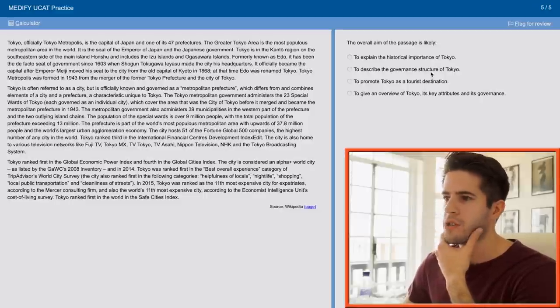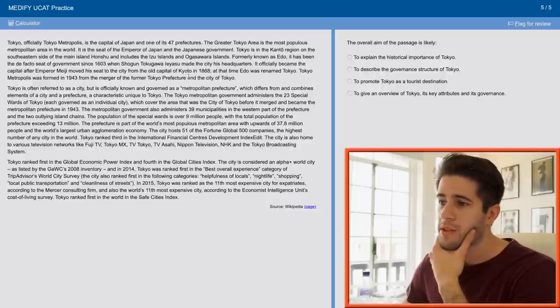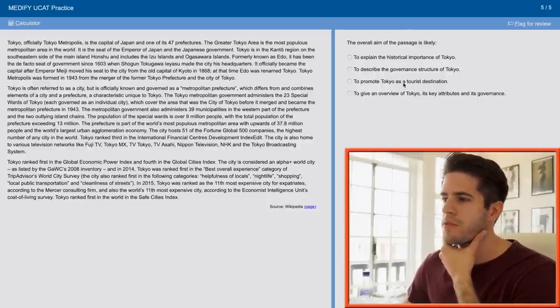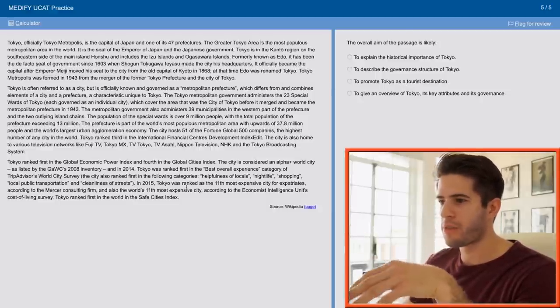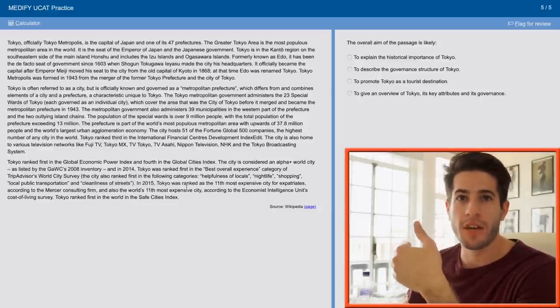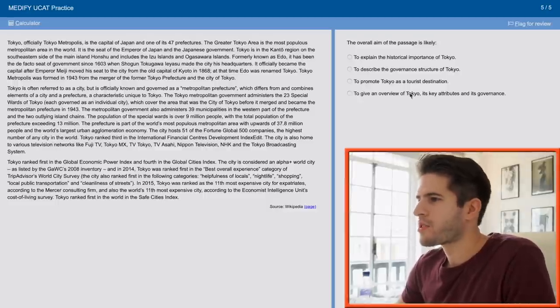To describe the governance structure of Tokyo, yes, in the first paragraph, and then maybe the second, and half of the second paragraph. To promote Tokyo as a tourist destination, towards the end of the third paragraph, or the third paragraph itself, I would say does serve that purpose. Is this in focus? Boy, you better be focused. So, promote Tokyo as a tourist destination, yeah, maybe.